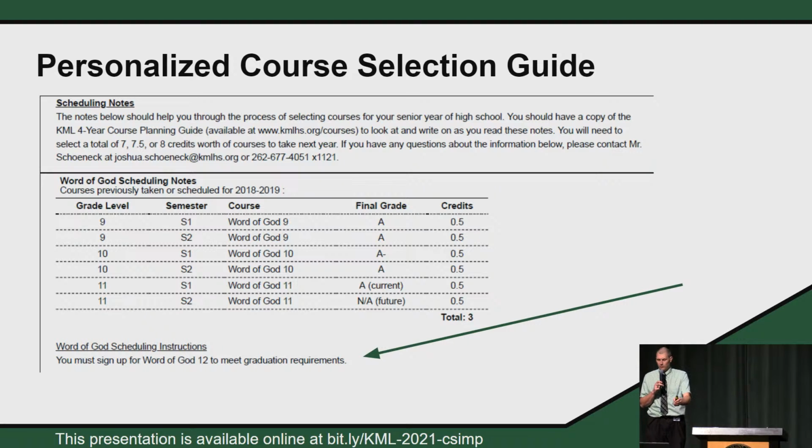So this is an example of the Word of God scheduling notes for someone who would be a sophomore, who would be a junior. And then down at the bottom where the arrow is, it gives some instruction as to what you need to select for the next year. So this one's a really easy one. If you've been in Word of God 9, 10, and 11, the course that you have to choose is Word of God 12.